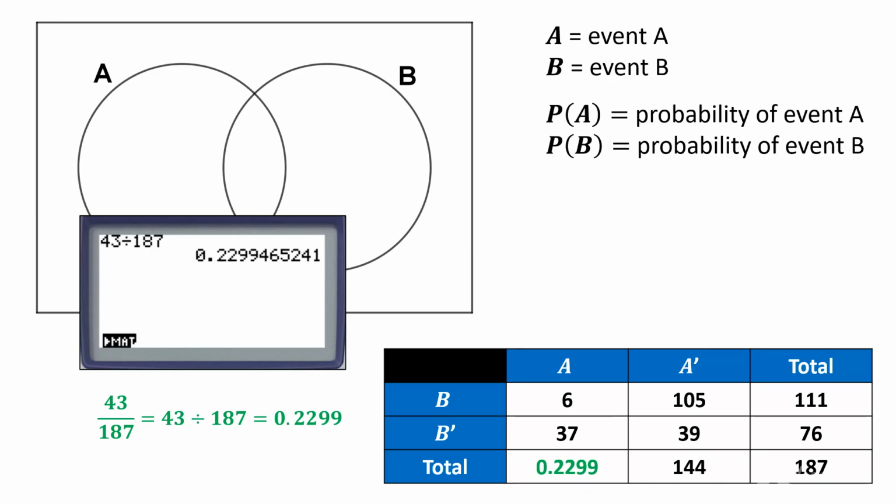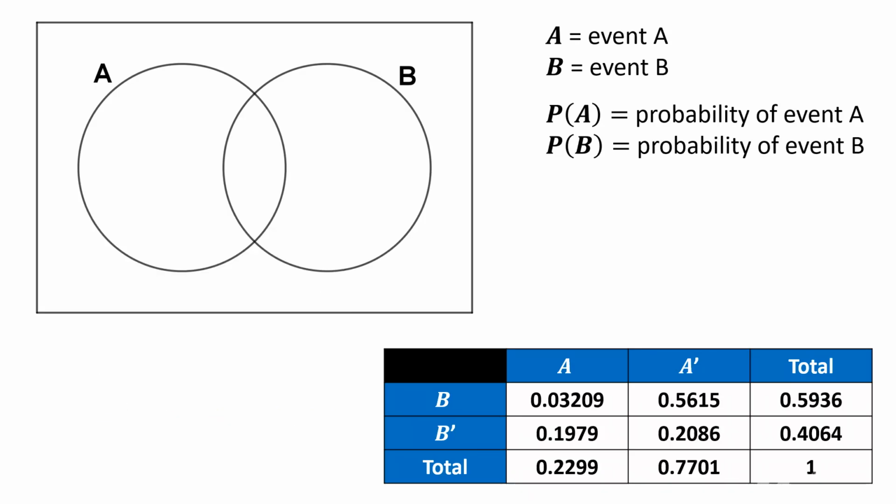And then we're going to do the same to all the other numbers in the table to convert it all into probabilities. Be mindful that these 4 are the only 4 outcomes in the scenario, and they must add up to 1. These 2 totals must add up to 1, and these 2 totals must add up to 1 as well. Right, let's get into the notation.